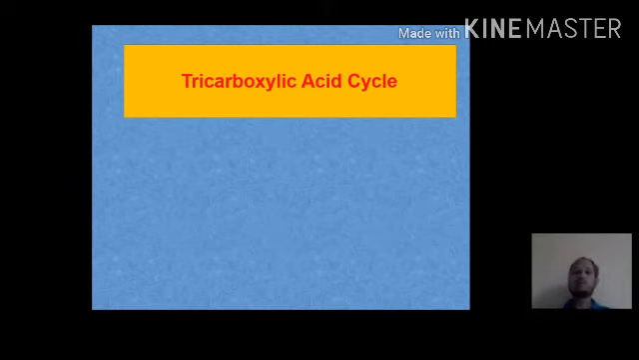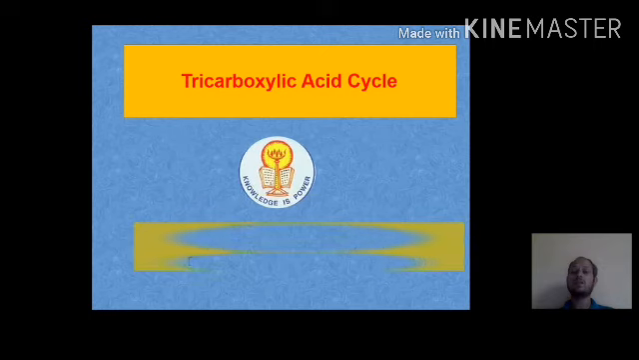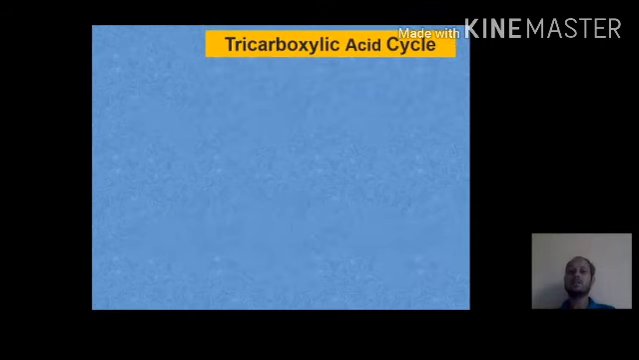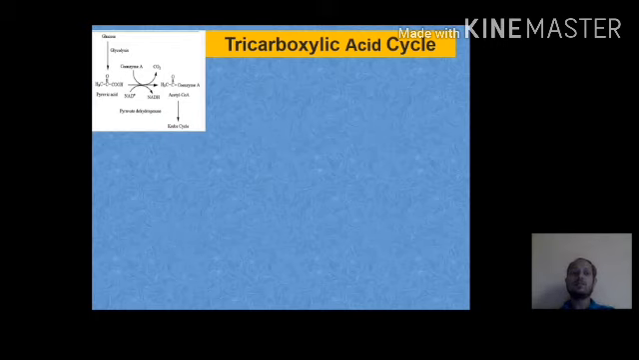Today we are going to discuss the TCA cycle. The TCA cycle is also known as the tricarboxylic acid cycle, Krebs cycle, or citric acid cycle. We all know that a molecule of glucose, when subjected to glycolysis, results in the formation of pyruvate. Once the pyruvate is formed, it's converted to a molecule of acetyl-CoA via the PDH complex, and the acetyl-CoA then takes its entry into the TCA cycle.